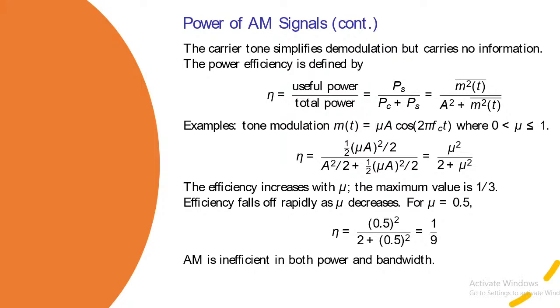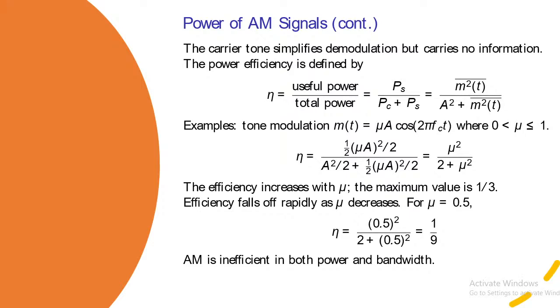Now let us consider an example. Consider tone modulation, when 0 is less than mu is less than 1 and m(t) is equal to mu cos omega_m t. Then eta is equal to half of (mu A) squared divided by 2, over A squared by 2 plus half of (mu A) squared by 2. That will be mu squared over 2 plus mu squared for tone modulation. Now what is the maximum value of mu? It is 1. If I put mu equal to 1, eta is equal to 1 by 3. So that is the maximum value of eta, 1 by 3. Efficiency increases with mu and its maximum value is 1 by 3.